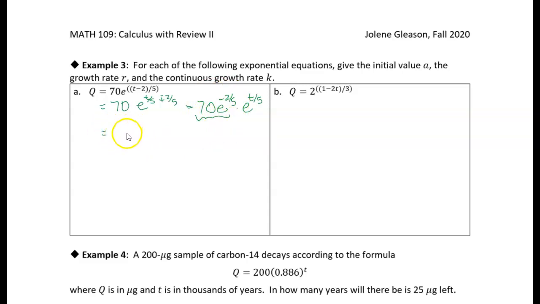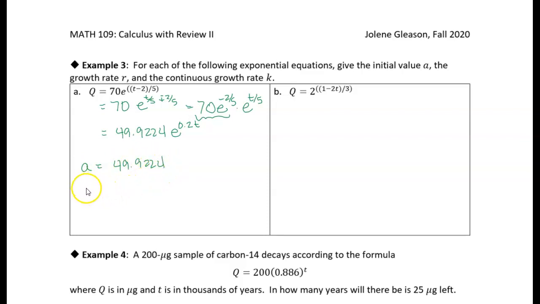If I take 70 times e to the minus 2/5, I end up with 49.9224. And then 1/5 is 0.2, so I'm going to write this as e to the 0.2t. And now it's in the form a e to the kt. Now I can figure out what they're asking for, which was a, r, and k. So a, I can just read right off of that, is 49.9224.